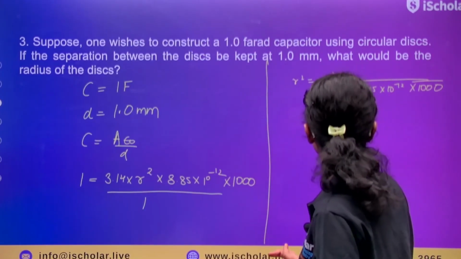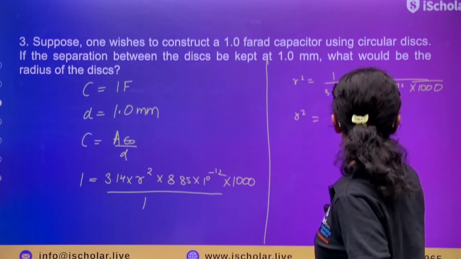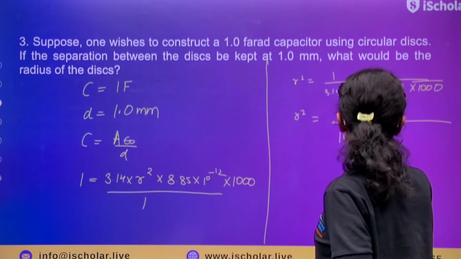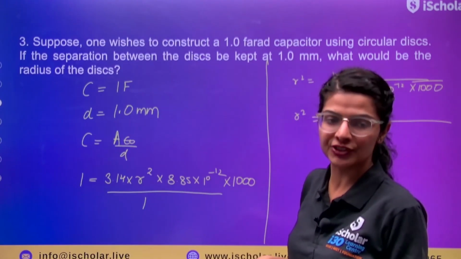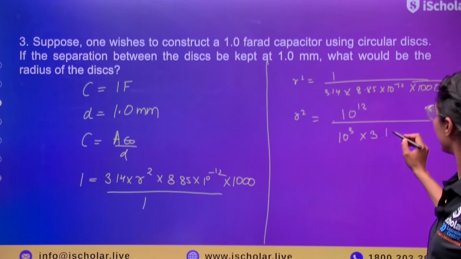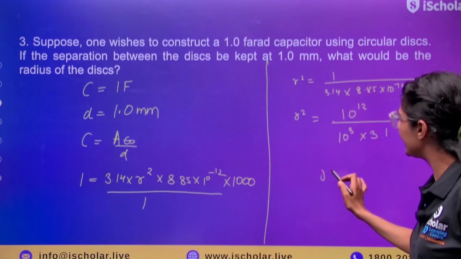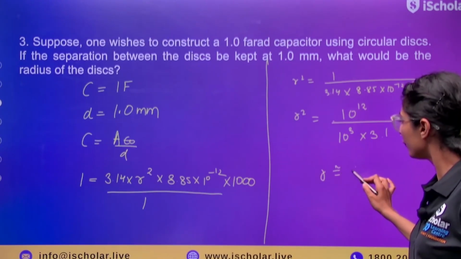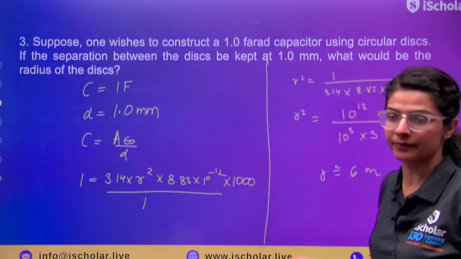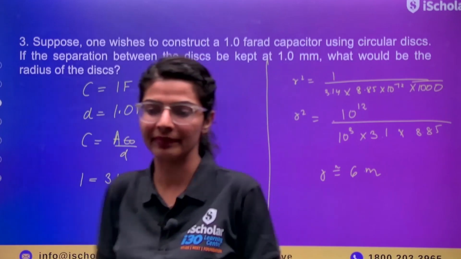Again, when you solve this completely, you will get r square as 10 to the power 12 divided by 10 to the power 3. To ease the calculation, I'm taking this term as 3 itself. This will be 3.1 into 8.85. So roughly you're going to get the value of radius to be 6 meters. When you solve this, roughly the value is coming out to be 6 meters only.